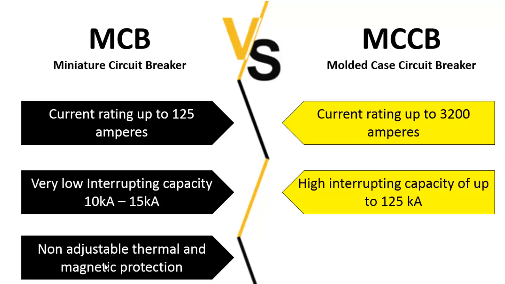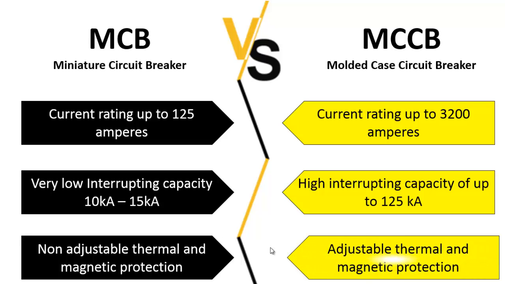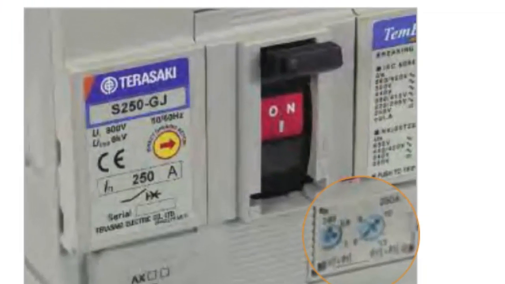Another comparison is that the MCB has non-adjustable thermal and magnetic protection, whereas the MCCB has adjustable thermal and magnetic protection. This feature makes you much more flexible. You can adjust the thermal or magnetic protection depending on the maximum capacity of your circuit. Here you can see there are two adjustable knobs on the front of the MCCB from where you can select the thermal and the interrupting capacity, that is, how many times the normal current this breaker shall interrupt your circuit in case of short circuit.